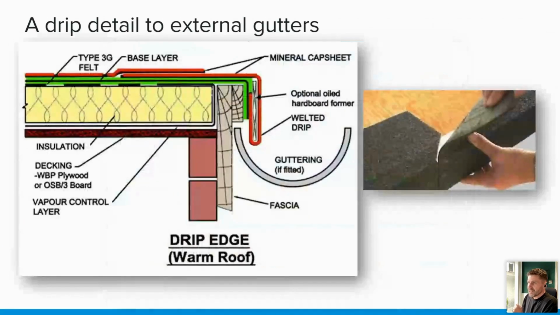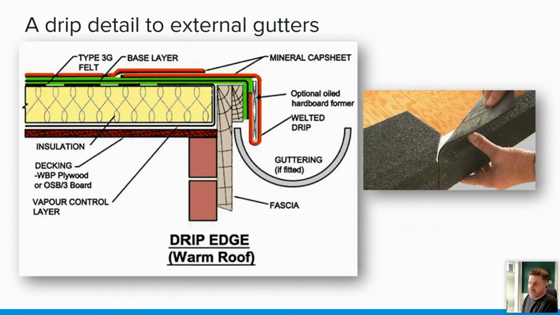This is what a felt system would look like, and this is an old drawing, obviously, because you've got your type 3G felt. This is a pour and roll system on here, but the important thing here is that you've got your welted drip, and you've got your hardboard former. So this is how it would be done these days with a torch on system, fascia detail, and then like I say, you've got your hardboard former, and then your underlay and cap sheet will be taken around the former, and then the water can fall off the top and into the half round gutter on your felt system.